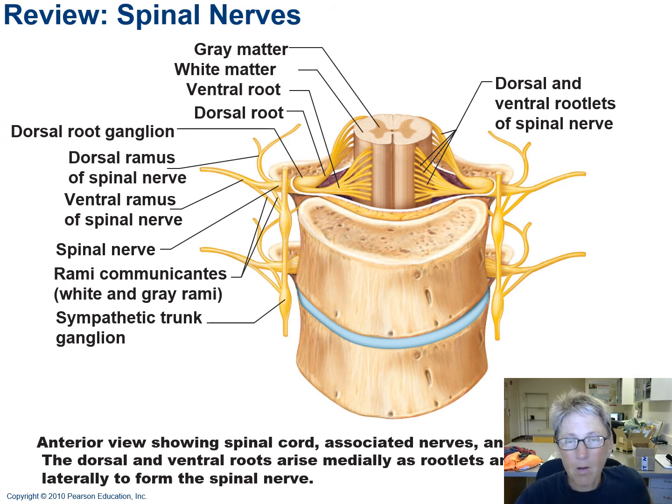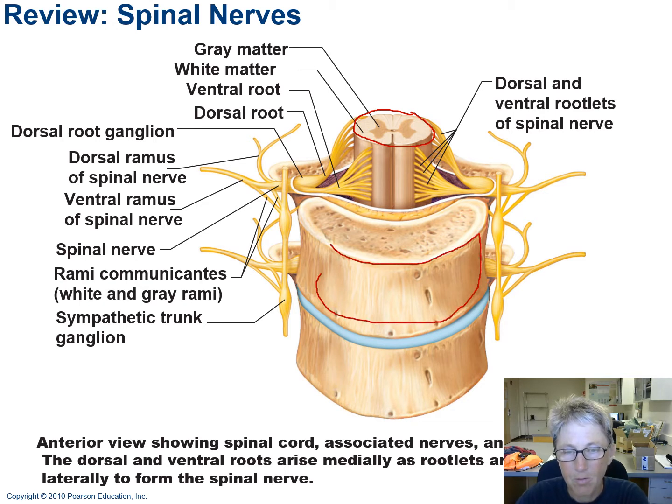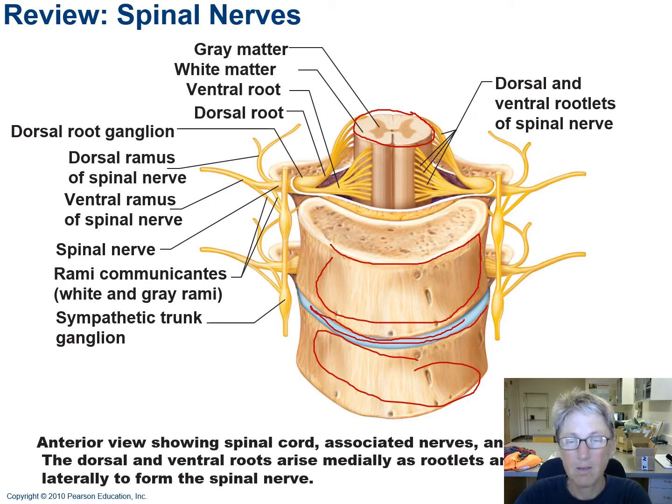All right, so now we've looked at spinal nerves, and we talked about them, I think, in the last video. It's kind of a review, but let's take a look. So this is a cross section of the spinal cord. Out here in the periphery is a vertebra, right? So this is a vertebra, and then here's another vertebra. And this blue stuff in between is cartilage. So there's a cartilage disc. Now back to the spinal cord.